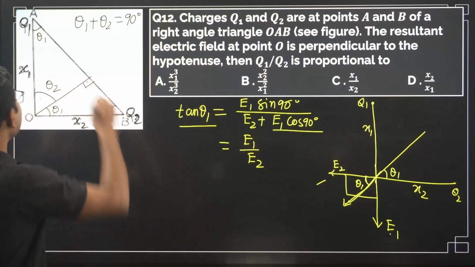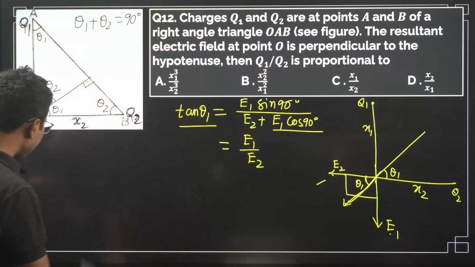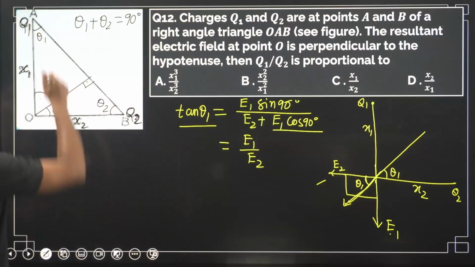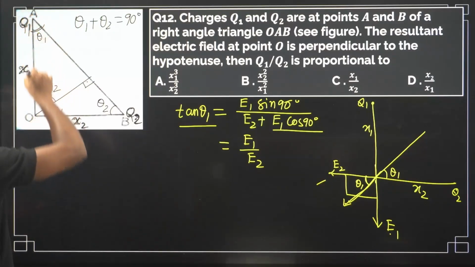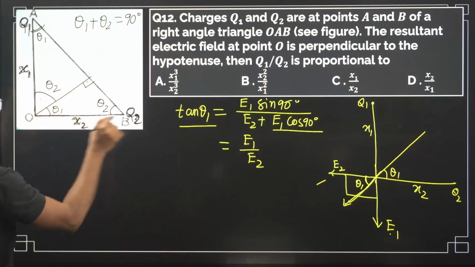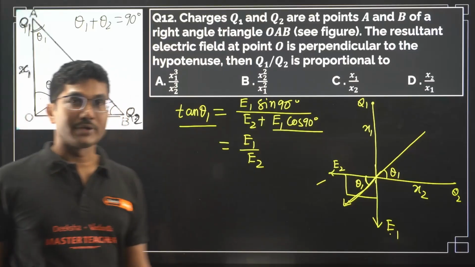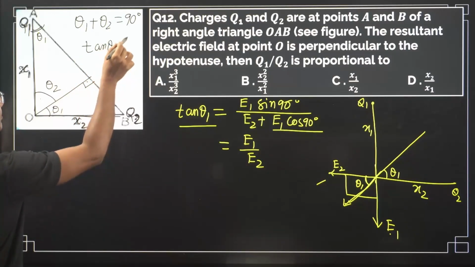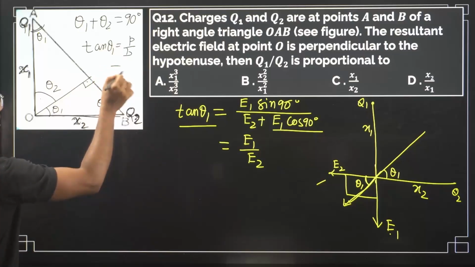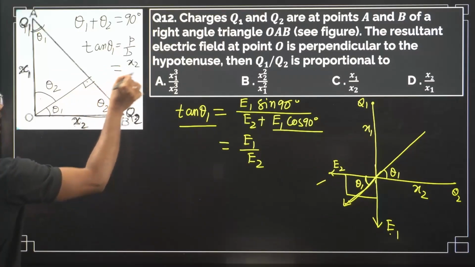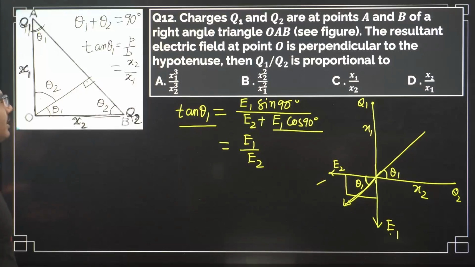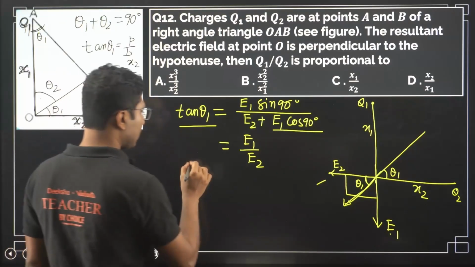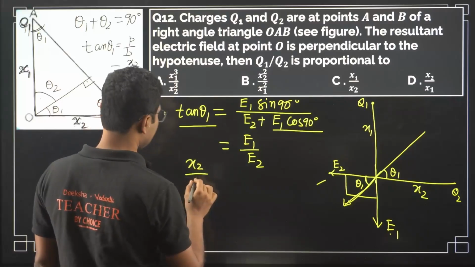And what is tan theta 1? Now we have to come back to this triangle. So this is theta 1, this is base, and this is perpendicular. Some people have curly brown hair turned permanently back. So tan theta 1 is perpendicular by base. Here perpendicular is x2 and base is x1, so x2 by x1 is tan theta 1. So let's put that value here, x2 by x1.